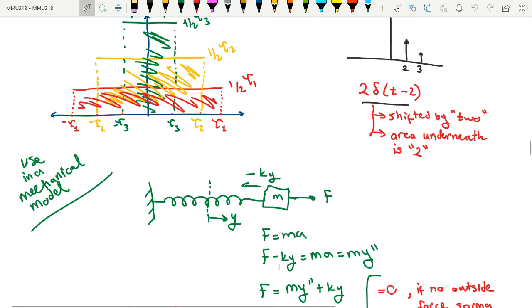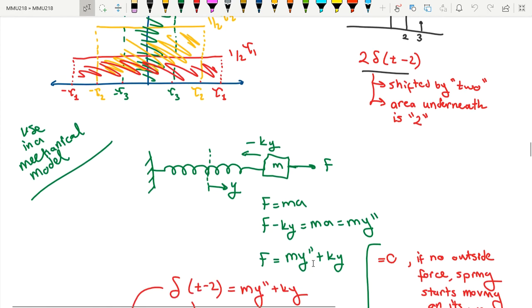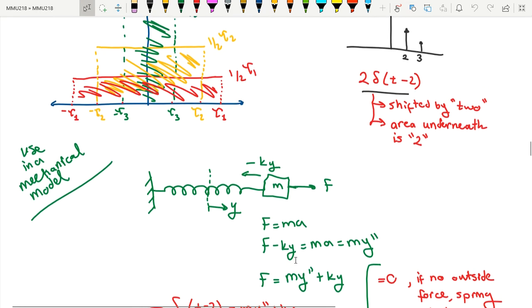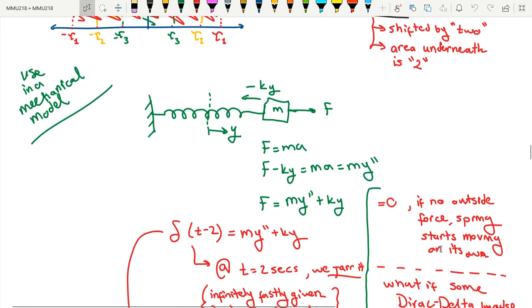Now, I can construct my equations. I'm pretty sure you're familiar with this now. y is my position, y double prime is my acceleration. My double prime plus ky is going to be the force. Now, if there is no outside force, meaning that F is equal to 0, the spring starts moving on its own as I leave it.